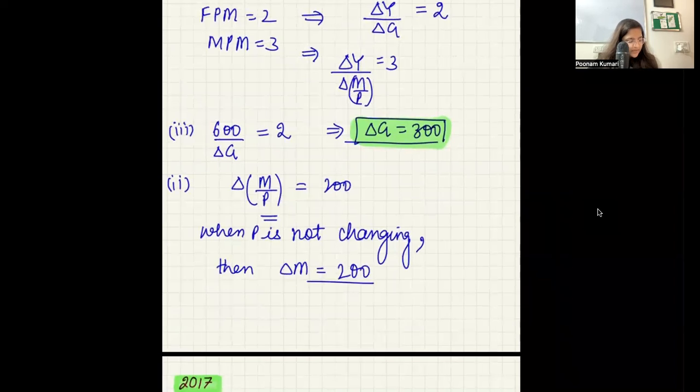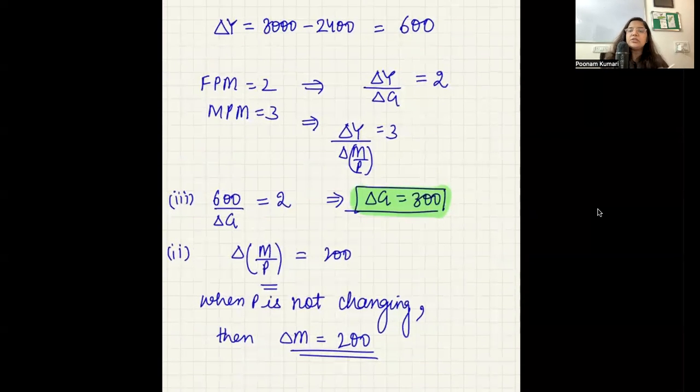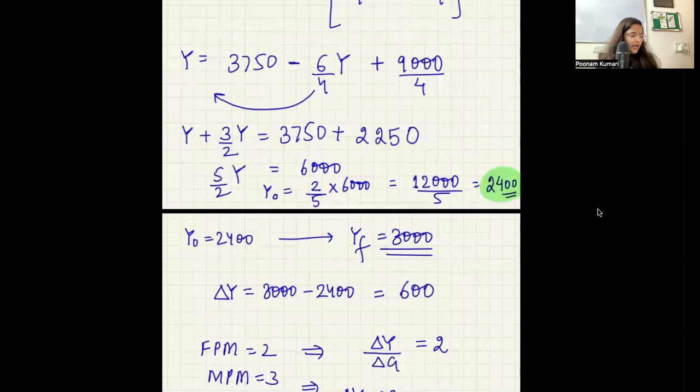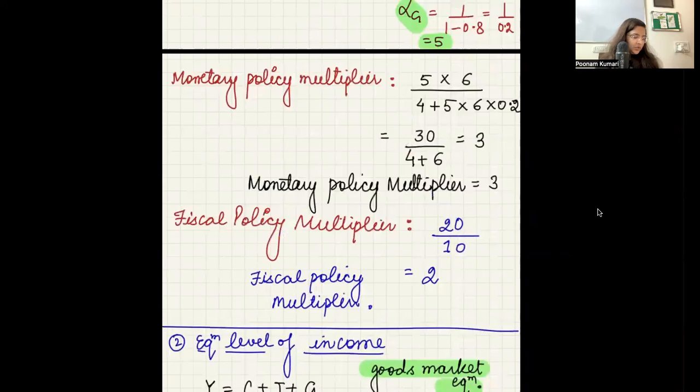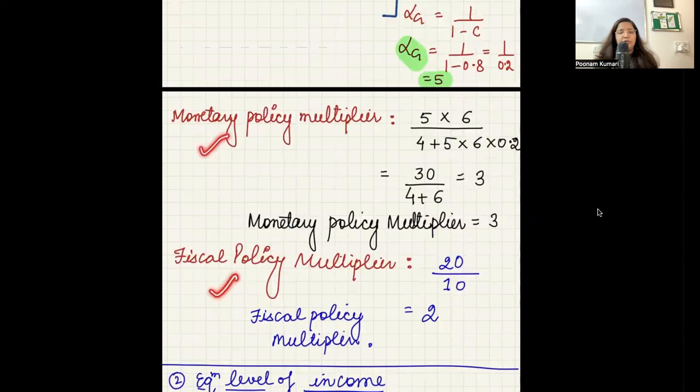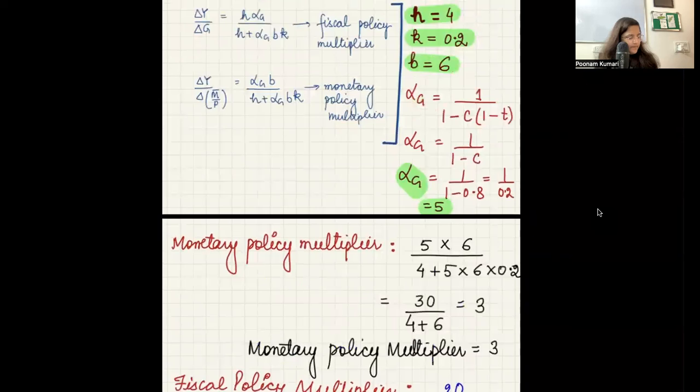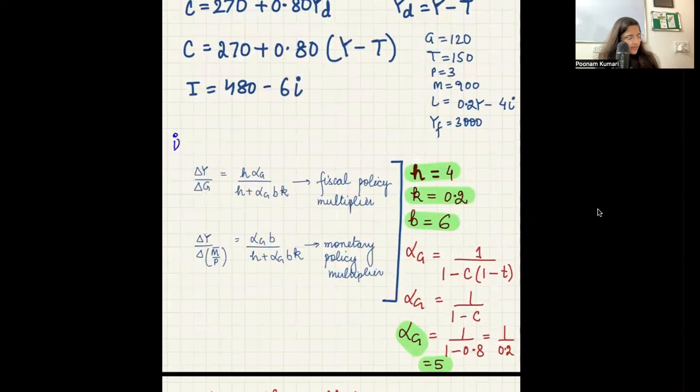So nominal money supply में कितना change चाहिए? 200, ताकि आपकी income 600 यूनिट से change हो सके, ताकि आप currently 2400 पे थे और अब आप 3000 पे चले जाओ, which is basically your full employment level of income. ठीक है. So this is your answer to part number 2, and this is your answer to part number 3, and these two things you've calculated using the first two things that they asked you to calculate, which is the fiscal policy multiplier and monetary policy multiplier.